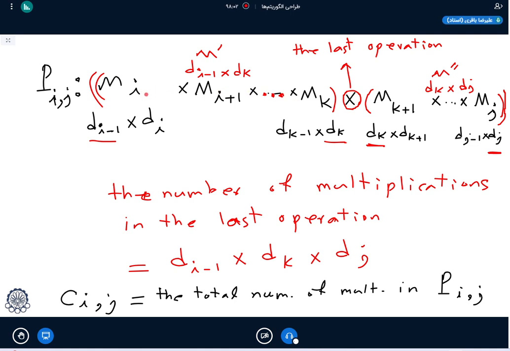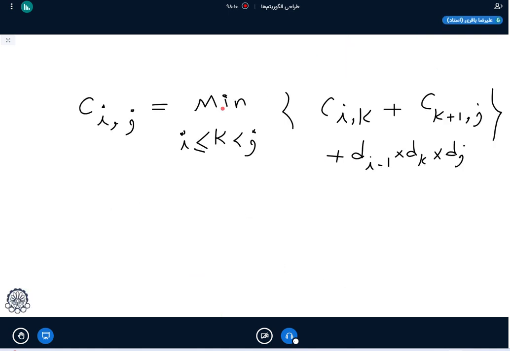So k can vary between i and j minus 1. So here we let k vary between i and j minus 1. We write here k greater than or equal to i and less than j. Between all possibilities, we select the minimum one. Okay, this is the final formula.